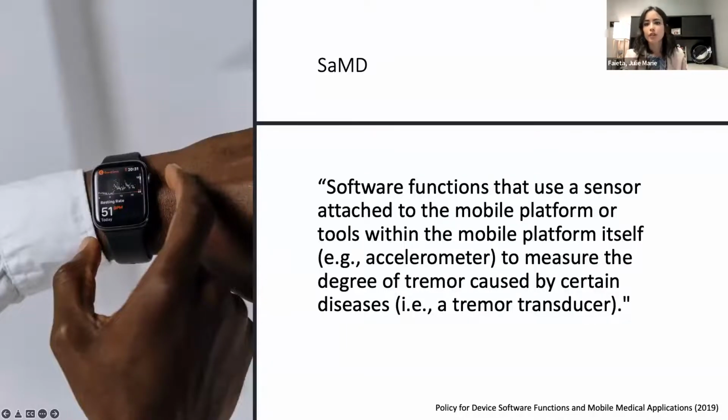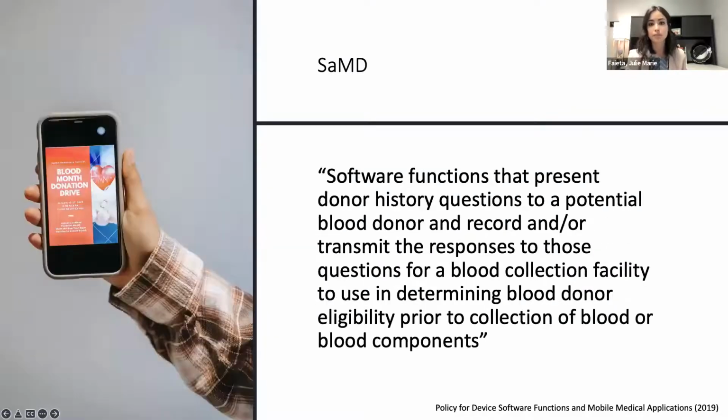Here's one example: software functions that use a sensor attached to the mobile platform or tools within the mobile platform itself, such as an accelerometer, to measure the degree of tremor, a tremor transducer. So let's say you have an app that looks at the accelerometer in your smartwatch and gives you feedback on whether or not there are changes in the amount of tremor you're experiencing over time, or perhaps it provides information that a physician can use to diagnose tremor-related conditions. That could be a SaMD.